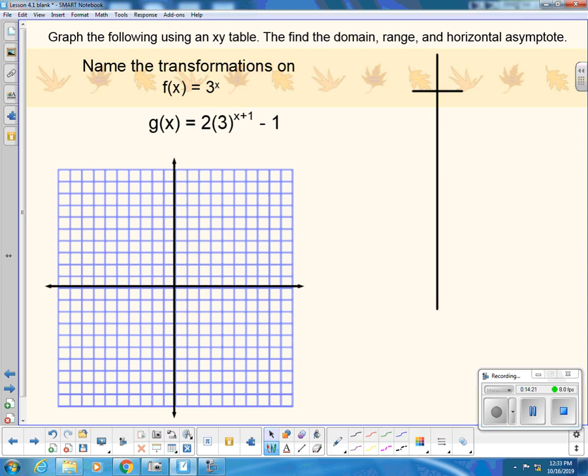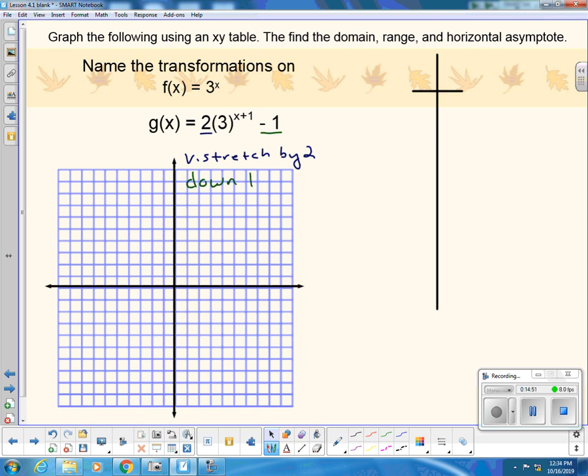So when you multiply by a 2 here, what does that do? Stretch. Vertical stretch. Because it's outside. What does the minus 1 do? Shift to the right 1, down 1. Down 1, because it's not with the x.